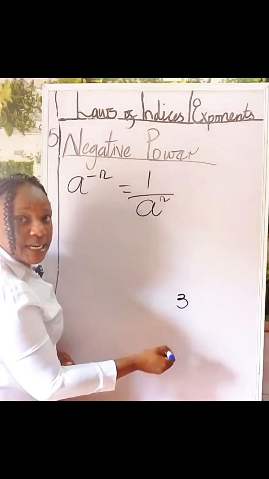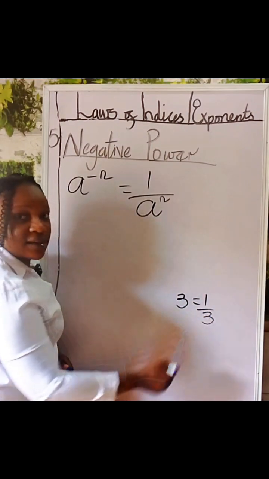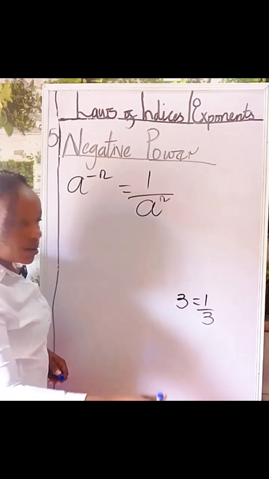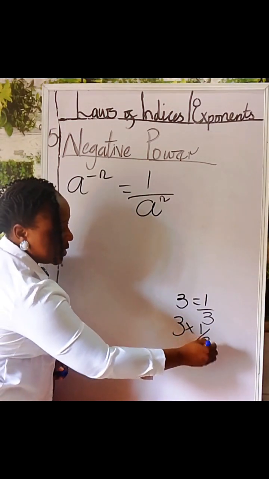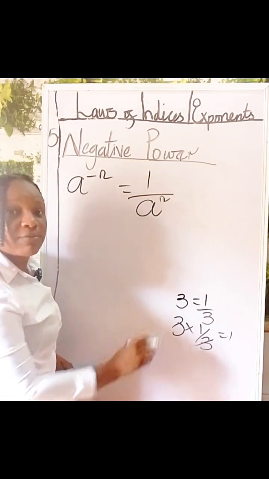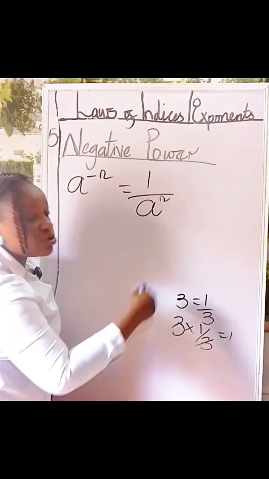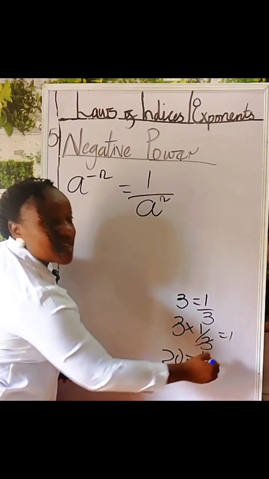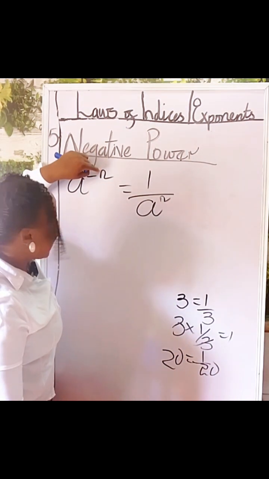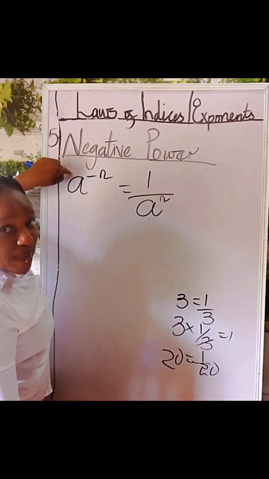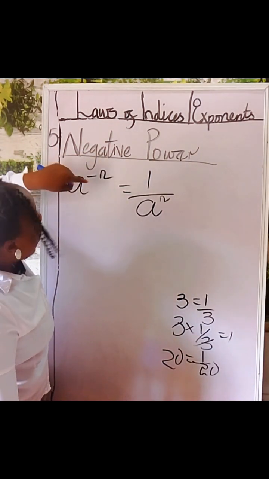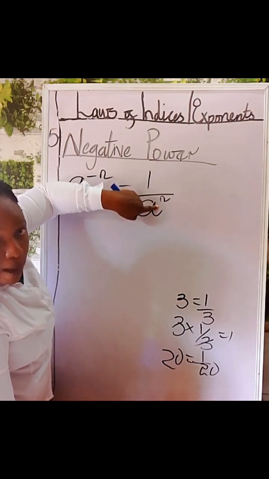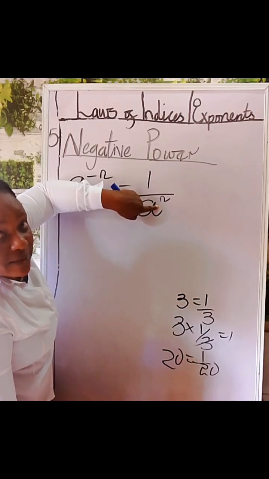If I ask you to give me the reciprocal of 3, you just tell me 1 over 3, the inverse of 3. Or what you use to multiply that number to give you 1. 3 times 1 over 3 gives me 1. That is reciprocal. Reciprocal is always the opposite. The reciprocal of 20 is just 1 over 20. The law of the index here is that for this base, you write the reciprocal, while the minus power changes to positive power.